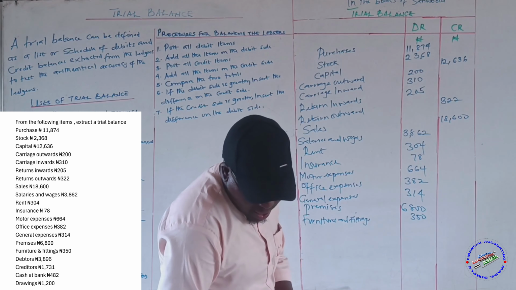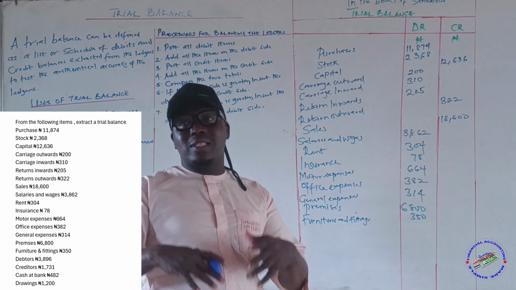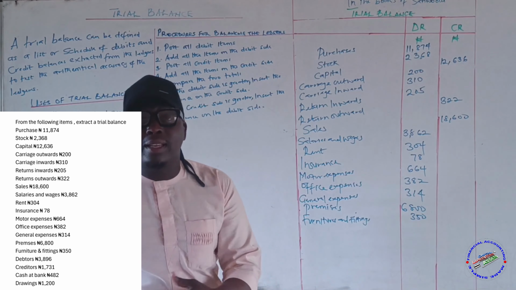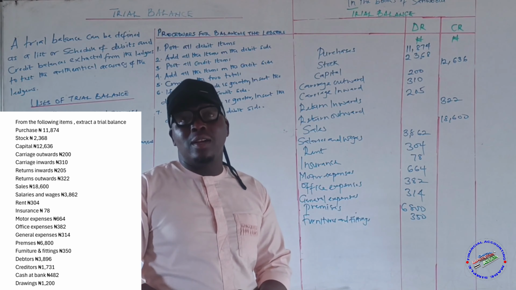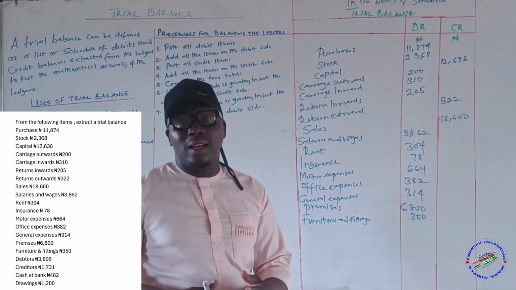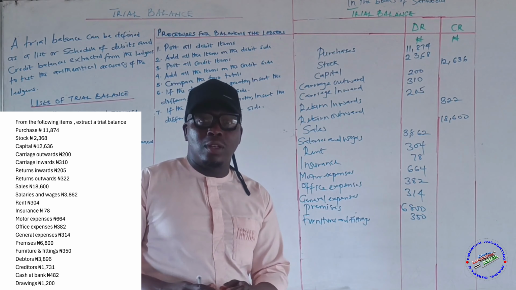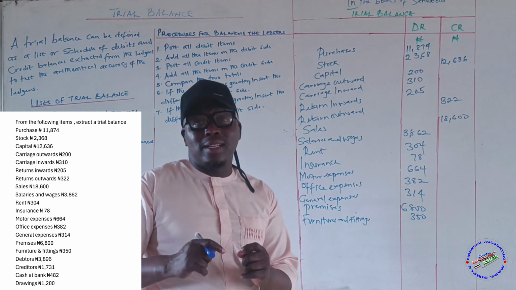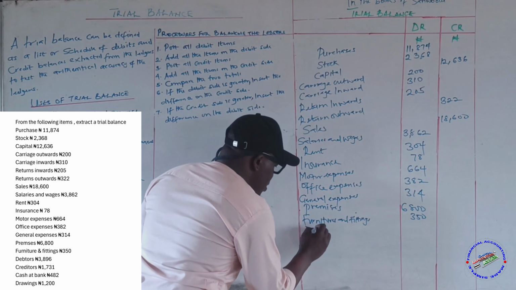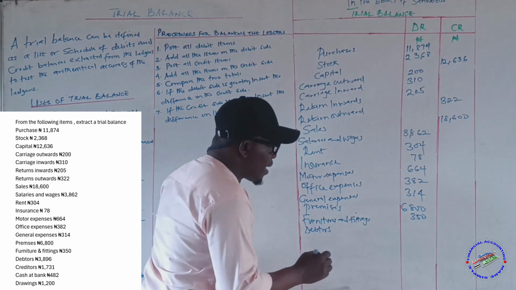The next item we have here is debtors. Debtors are those that are owing us, those that we have sold our goods to on credit. They are yet to pay. So these debtors fall under our current assets. When we are classifying the asset, debtors fall under current assets. So for debtors that fall under assets, it's going to have a debit balance. So debtors, 3,896.